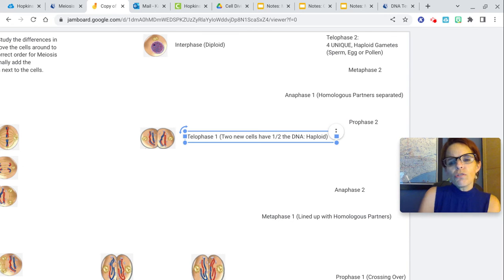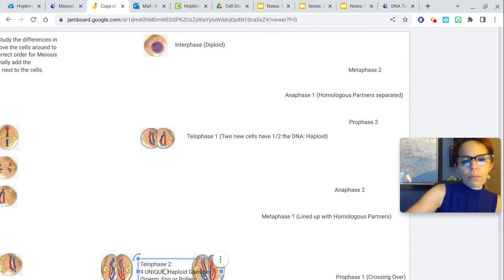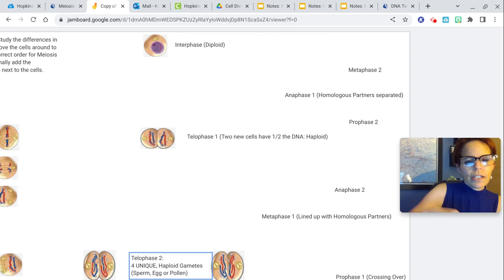It says the 2 new cells have half the DNA, so now these cells are haploid. Okay, well, if that one's telophase 1, then this one up here must go down for these cells down here. Maybe I'm even going to put the label in between them. Hold on. There, let's see if we can put the label kind of evenly between these cells. Trying to move it around a little bit. There we go. Okay, so we've got our telophases placed.